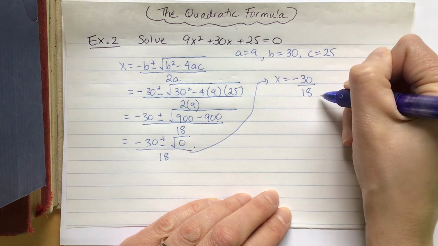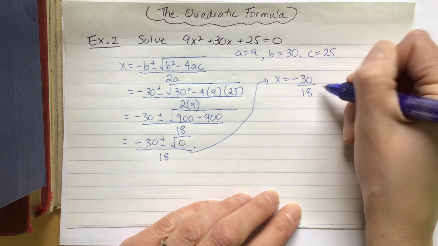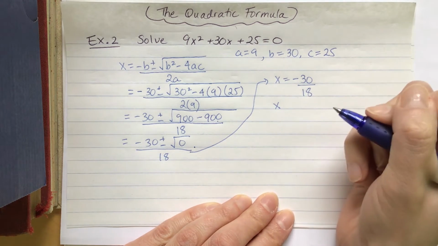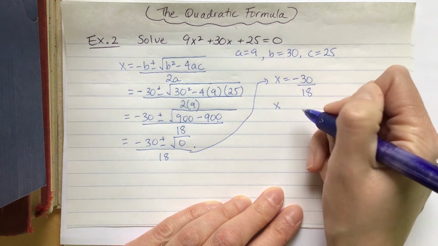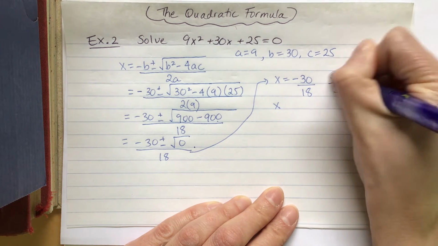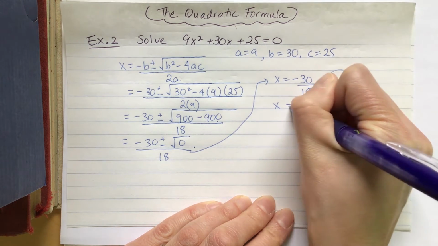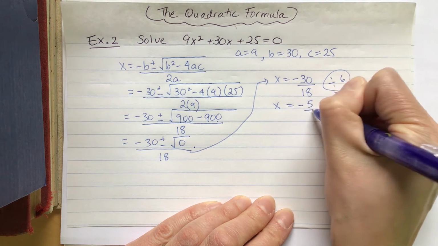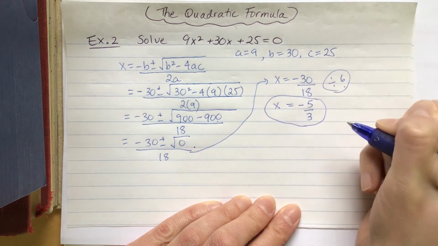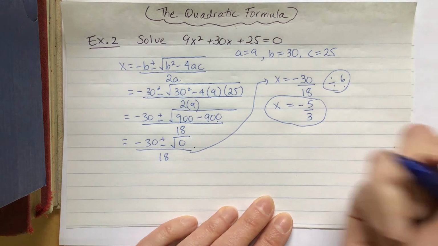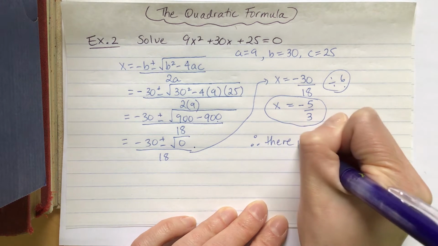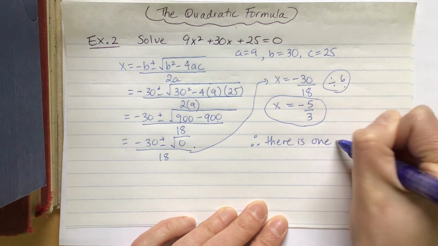Now we have a fraction here, and this is one that's fairly easy to reduce. So we want to state our answer as a reduced fraction whenever possible. Right, so we can just divide the top and bottom numbers by 6, and we end up with x is equal to negative 5 over 3. And so we're just going to leave it as that. And then we want to end with the therefore statement. So therefore, there is one real solution.